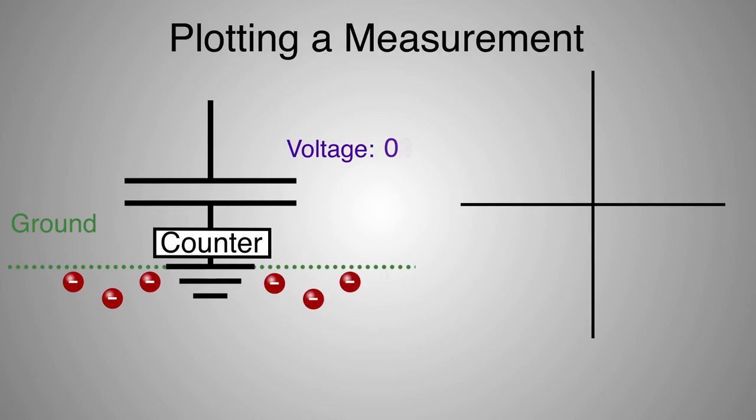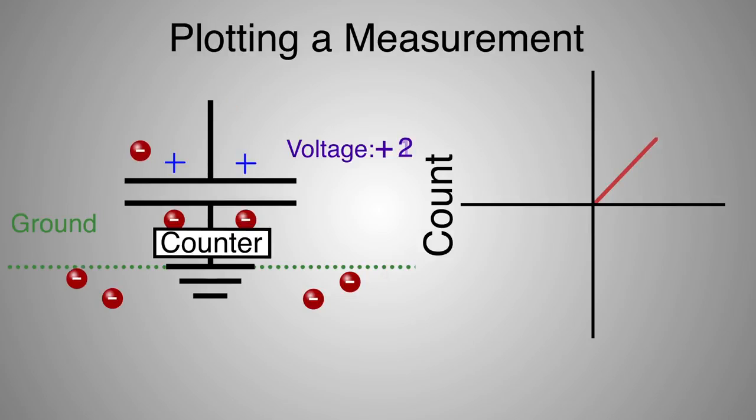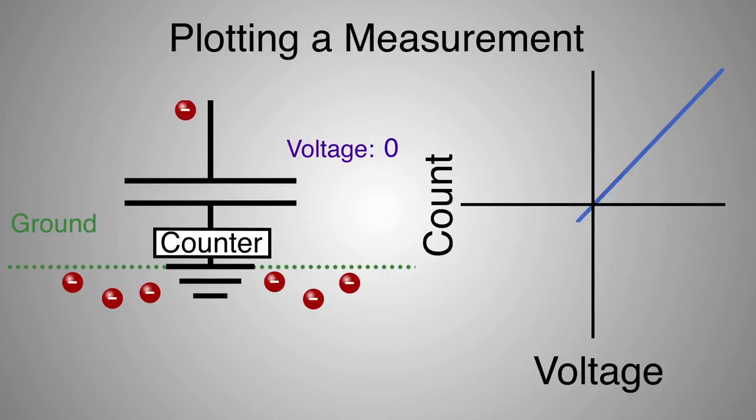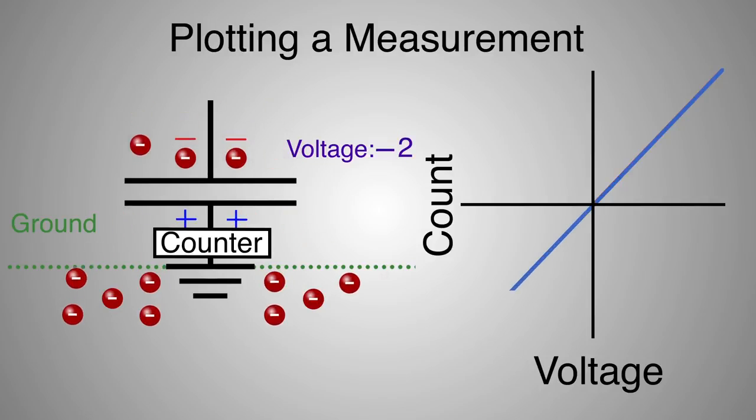How do we plot the results? The count of electrons goes on the vertical axis, while the voltage at each count goes on the horizontal axis. A perfect linear capacitor is shown in the animation. It forms a straight line on the plot, and it always has 0 charge at 0 volts.